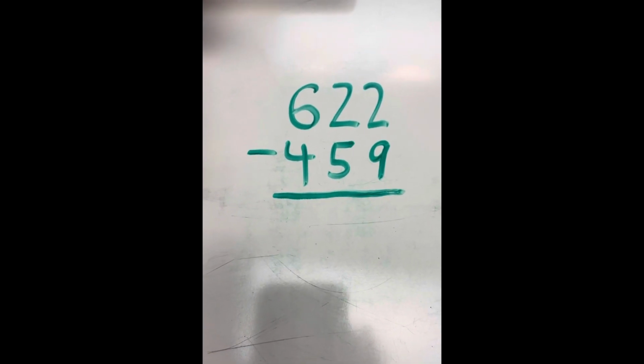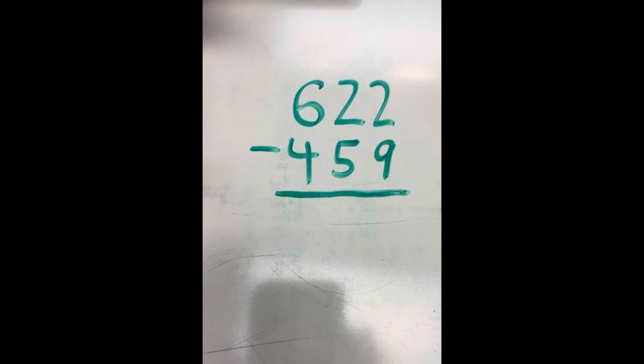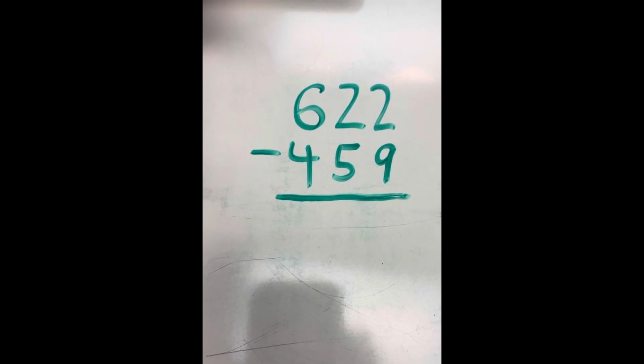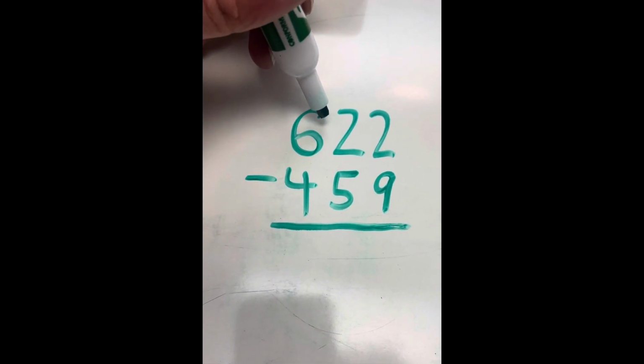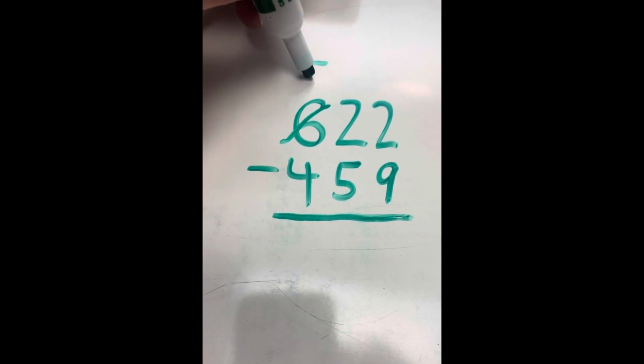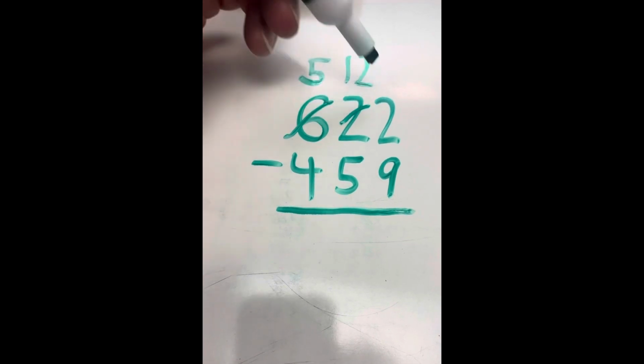Example number 9, 622 minus 459. So as you can see in this example, the bottom digit is bigger in both the ones and the tens place. So again, we're going to do all our regrouping before we do any subtraction. So I'm going to take a 10 from the hundreds place. The 6 is going to become a 5. And then the 2 is going to become a 12.